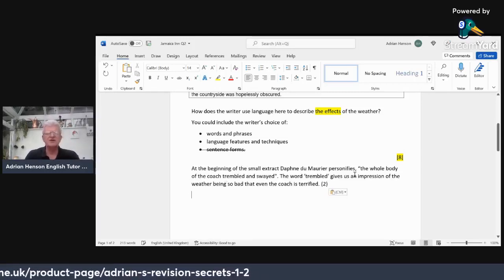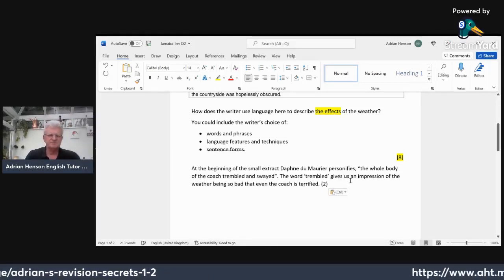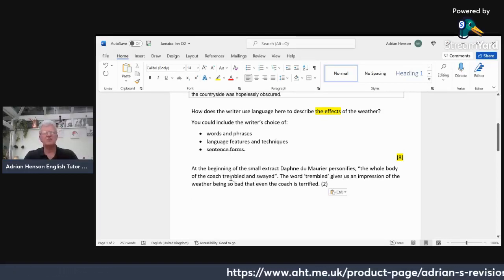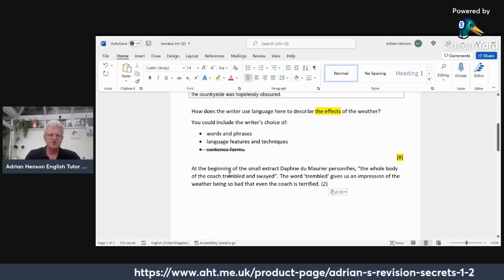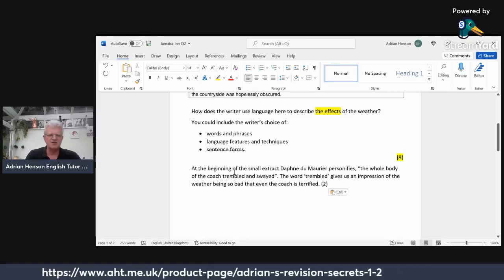So let's say my first paragraph is this one, and look at the way I put it, and then I'll explain what I'm doing here, so that this is what you do with each paragraph. So at the beginning of the small extract, Daphne du Maurier personifies.